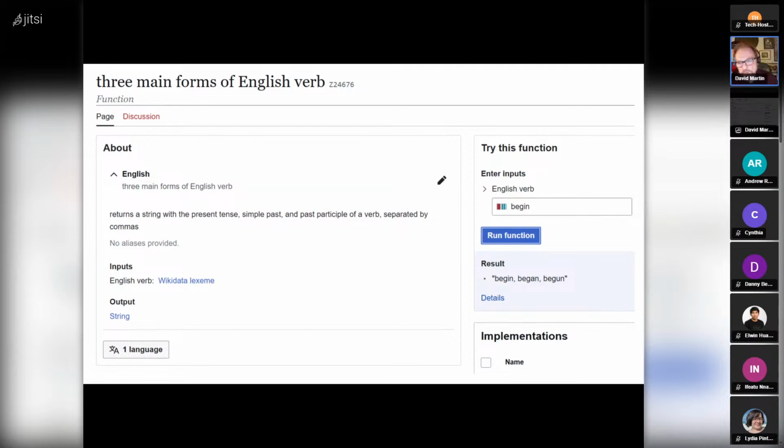Here's another example that similarly extracts from a given lexeme the present tense, simple tense, and past participle of an English verb. So for the lexeme begin, it pulls out begin, began, begun.